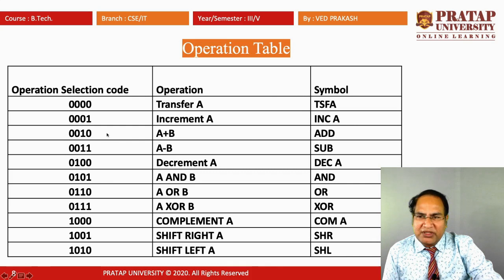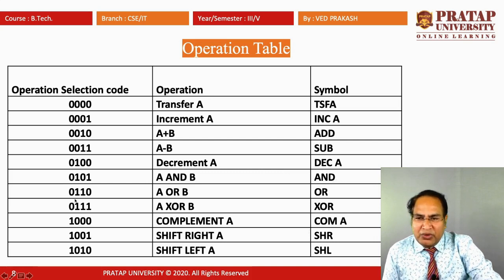If 0010 operation bits are taken, it means we have to perform the addition operation between the contents of two registers. If we take 0011, then we determine that we have to perform the subtraction operation between registers. If we take 0100, it means we have to perform the decrement operation on the content of register A. If 0101 is taken, then we have to perform the AND operation between the content of register A and B, abbreviated as AND.